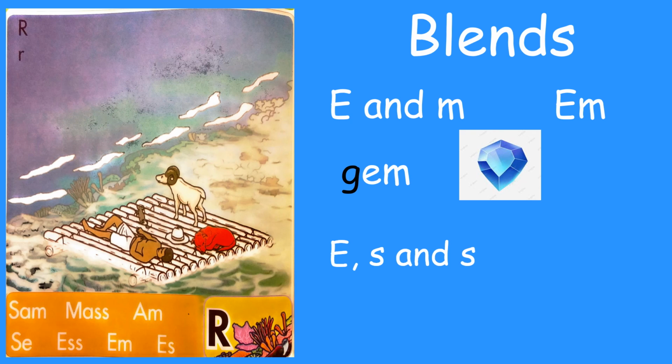And now we have one with three letters. We have the E, and double S. The double S will make one sound, S. So you won't say E, S, and S. You're going to say S. For example, dress.